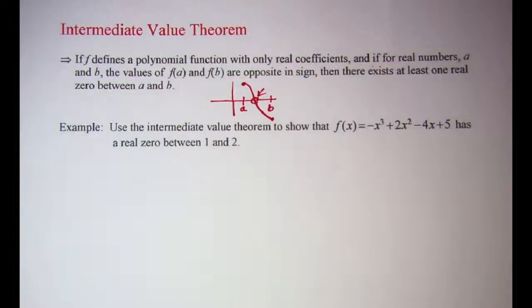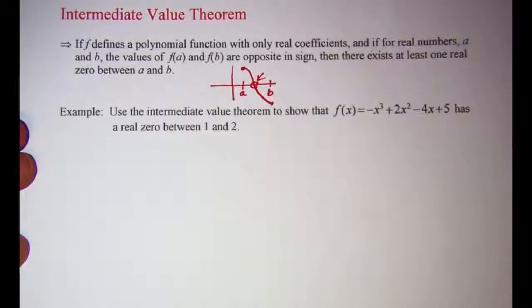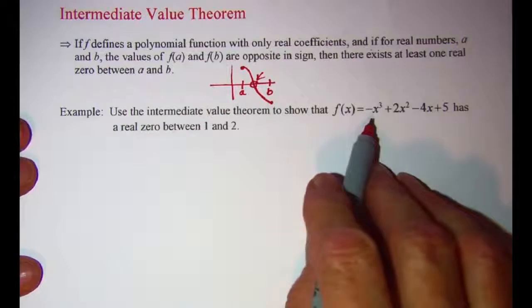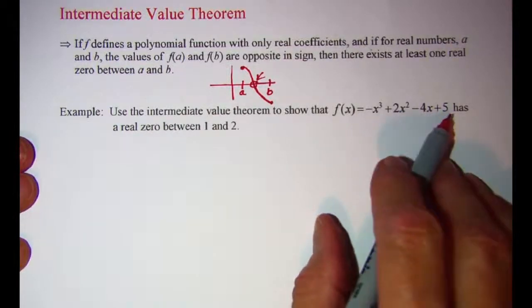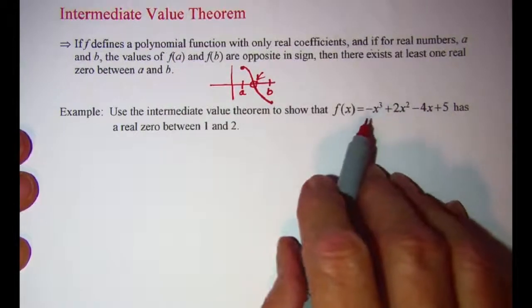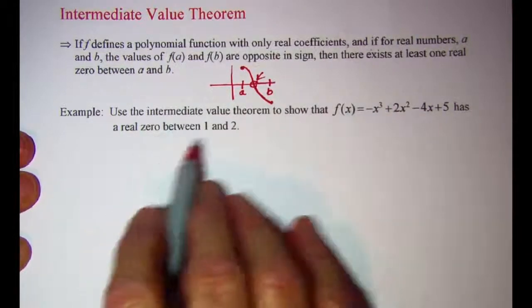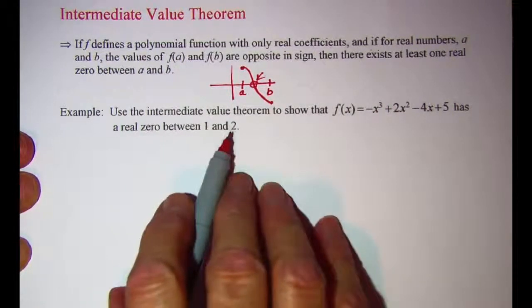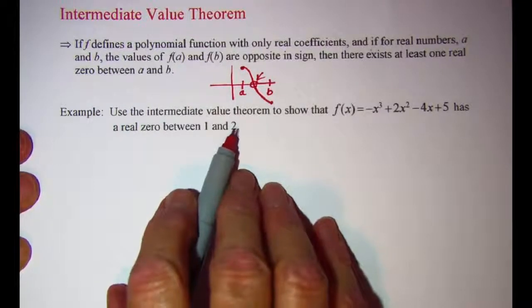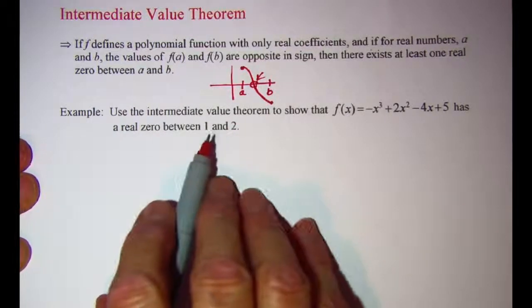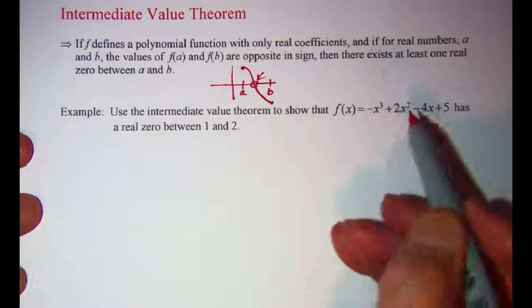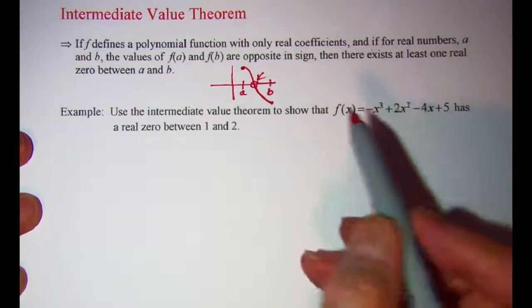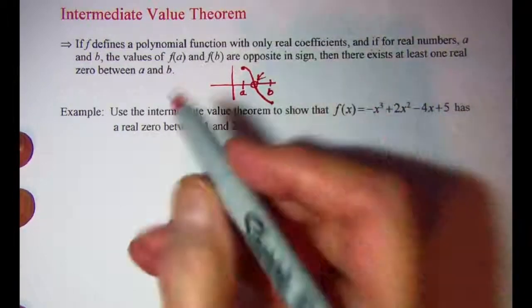So what we're going to do then, for our function f of x equals negative x cubed plus 2x squared minus 4x plus 5, is calculate f of 1 and calculate f of 2 and see if those two values are opposite in sign. Now I'm going to use synthetic division to calculate those values.